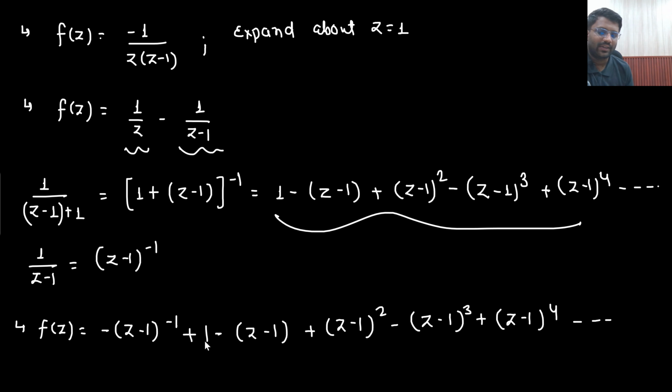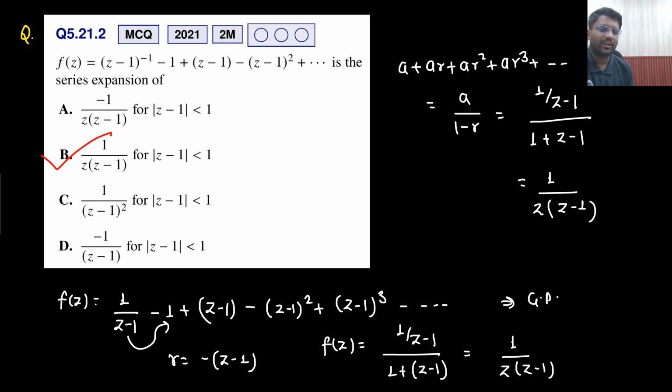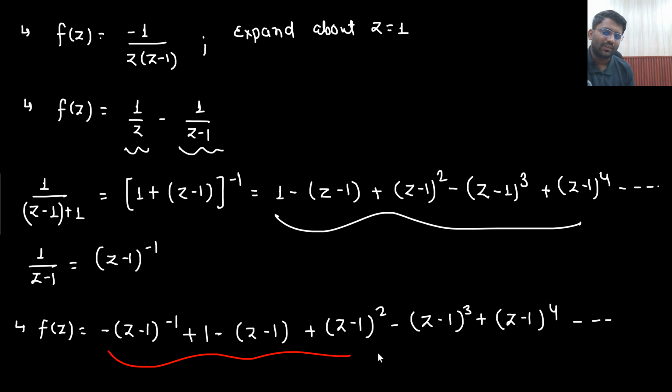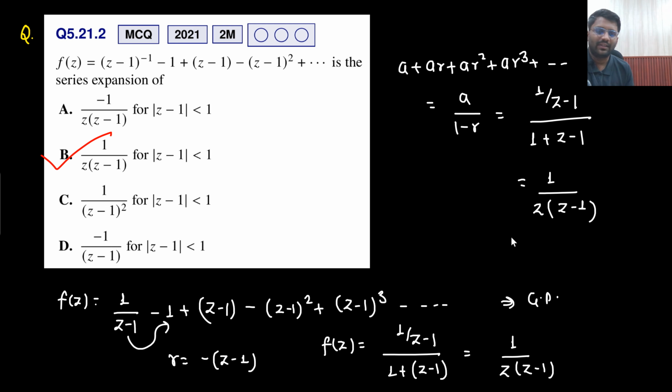Look, negative sign, negative, positive, negative, positive. But here positive, negative, positive, negative was there. So this is how I expanded. I just thought that yes, there might be some error. When I checked it, this was the error that I was doing. The r value is already negative, so a upon 1 minus r, minus r value is z minus 1. So this is the answer that I am getting.